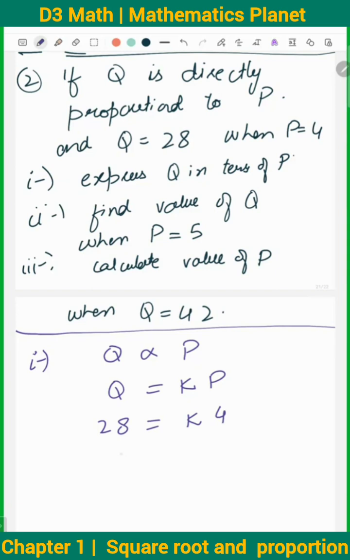So what will be the value of k? 7. So you write q is directly proportional to p, q is equal to kp, and k is equal to 7.